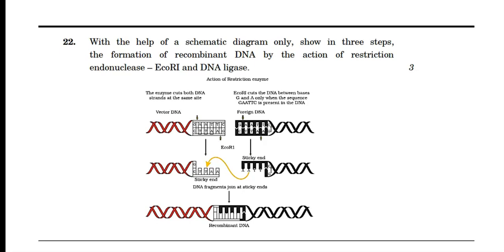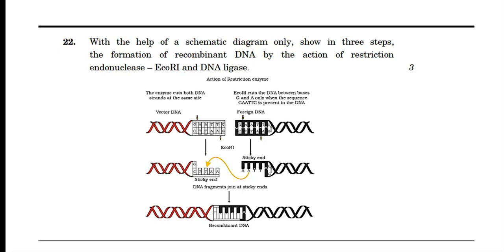EcoR1 and DNA ligase help in recombinant DNA technology with different functions. And we have to draw the schematic diagram which describes the function of these two enzymes. EcoR1 is actually responsible for cutting the DNA at a particular palindromic sequence, that is GAATTC.